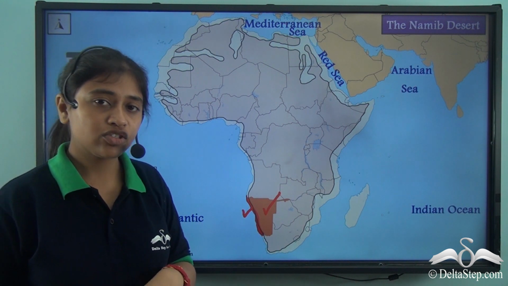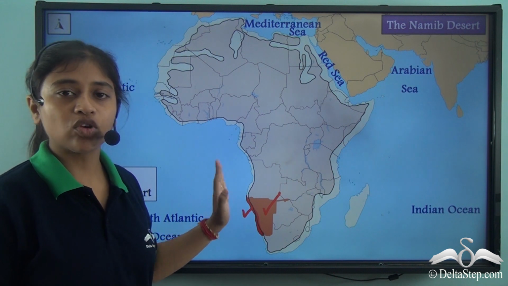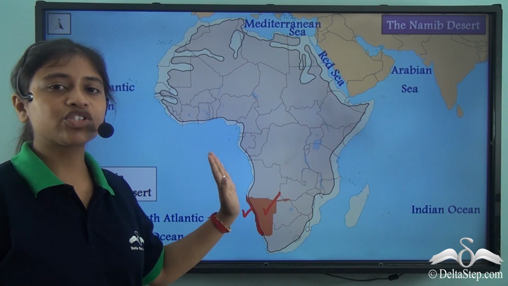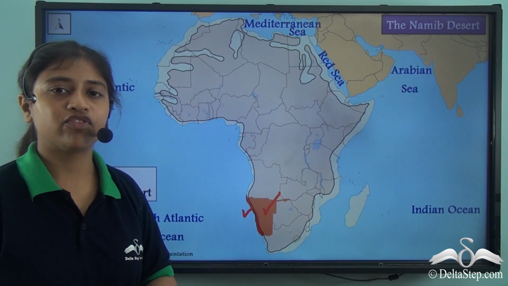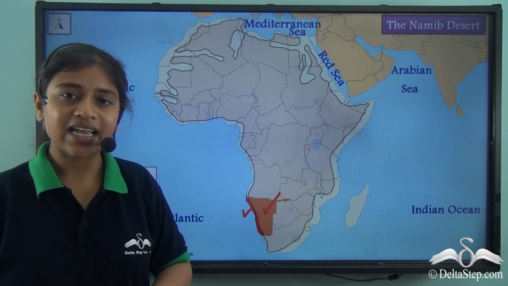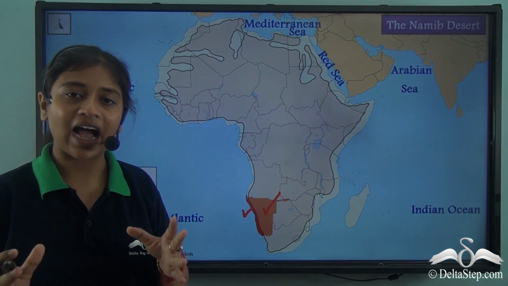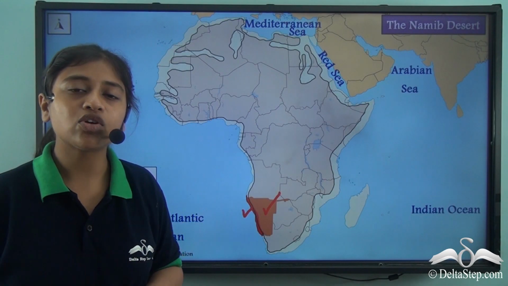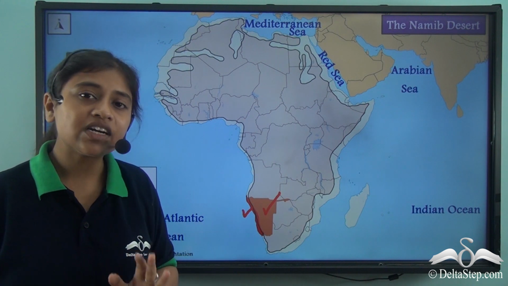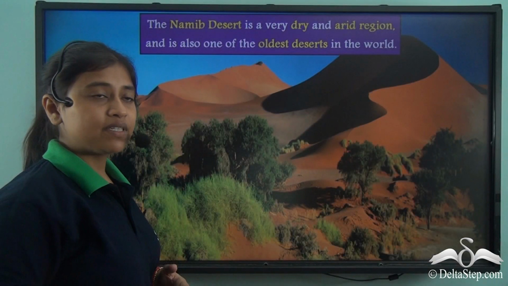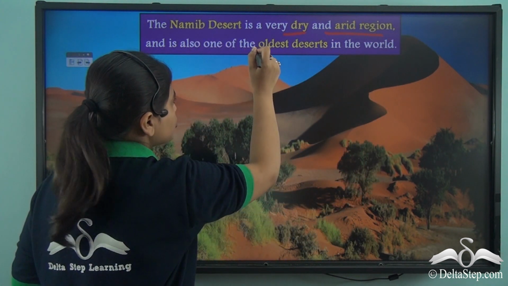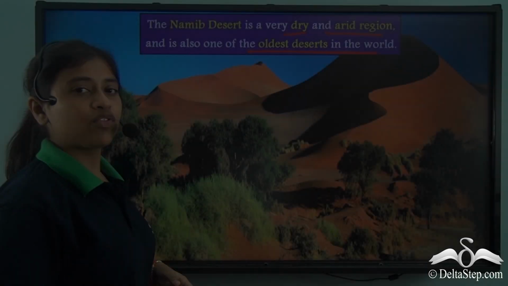So, the moisture-laden winds, or the cold winds that blow from the Atlantic Ocean region to the inner portions of the continent, dry out as they pass over the desert, because during daytime the temperatures are very high, which leads to the burning out of the moisture-laden winds, and therefore the region is a hot desert region. So the Namib Desert is a very dry and arid region and is also one of the oldest deserts in the world.